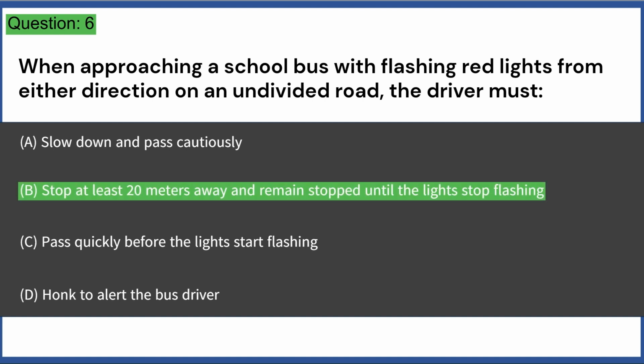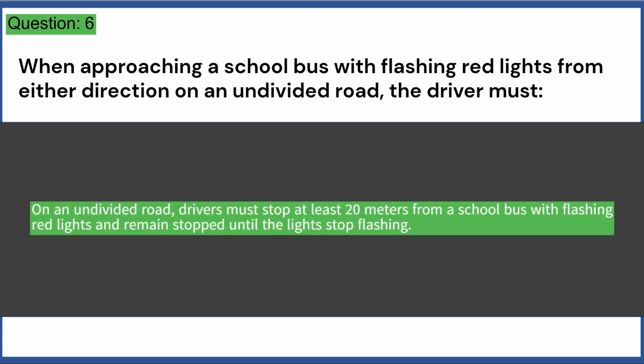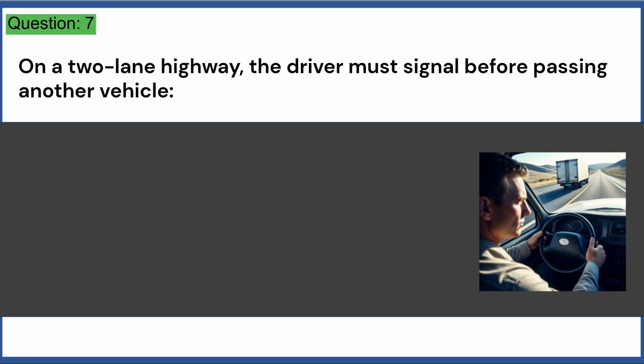Answer: B. On an undivided road, drivers must stop at least 20 meters from a school bus with flashing red lights and remain stopped until the lights stop flashing. On a two-lane highway, the driver must signal before passing another vehicle.